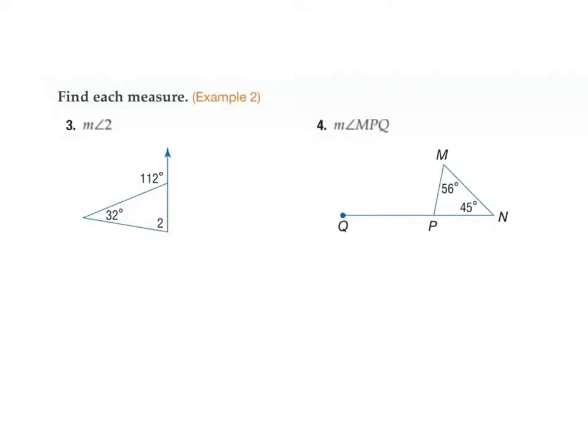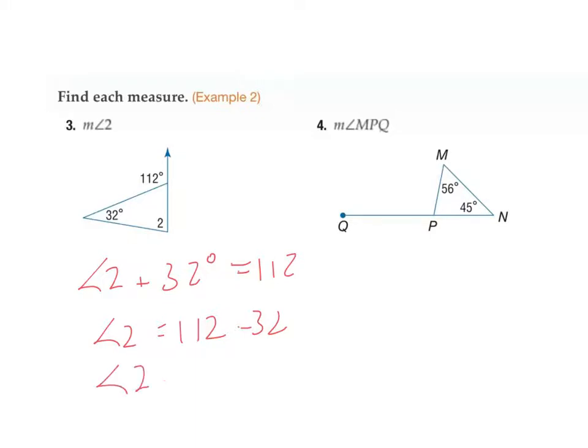So let's have a look at it. Question number 3. Okay, you know that angle 2 plus 32 degrees must equal 112. Okay, subtract away, so angle 2 will equal 112 subtract 32. So angle 2 must equal, according to what we've got here, 80 degrees.